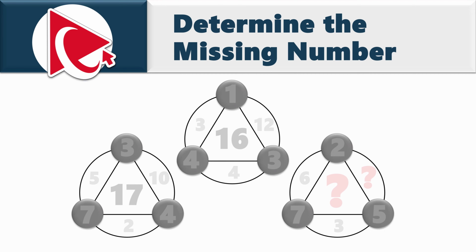Shapes have numbers inside. The middle number in the first shape is 17. Numbers in a circle are 4, 7, and 3. And numbers inside the large circle are 10, 2, and 5.